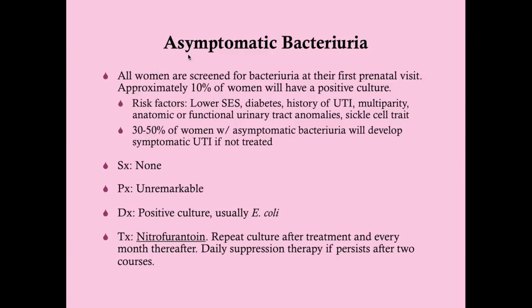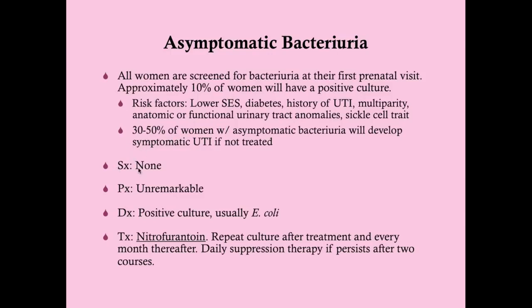Okay, if we don't screen women for ASB, 10% of those women will have a 30 to 50% chance of going on to developing either acute cystitis or pyelonephritis. And what I've read in the literature is 30% will develop pyelonephritis. So you're talking 3% of all pregnant women we are saving from going on to develop pyelonephritis just by doing the screening and giving treatment if they come back positive. That's a lot of women that we're preventing some really serious problems in.